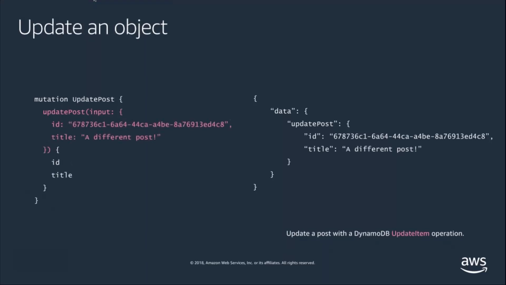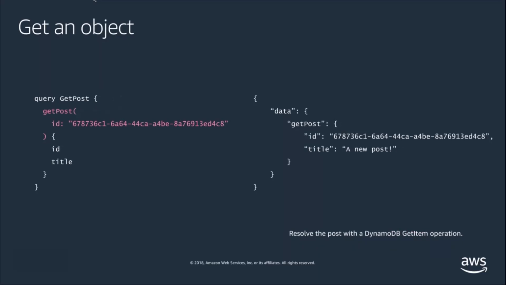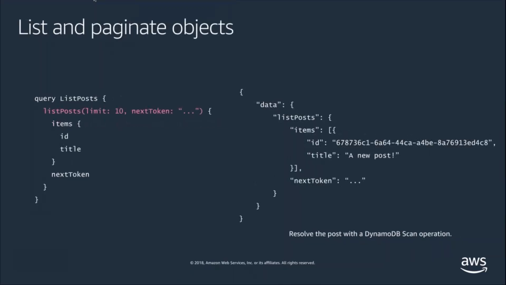Here's another example of how you'd run an update mutation that would update an object given a particular ID. And you'll see the same for delete. Delete will take an object and remove it from the data source. Remember, these objects are living in your DynamoDB table. And get. You can also get lists and paginate through objects out of the box. By default, all APIs will come with a list query that will return a connection type where you can paginate using a limit and a next token.